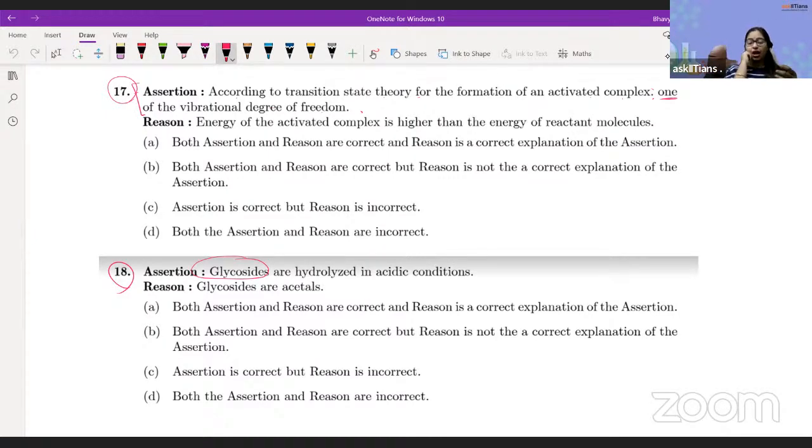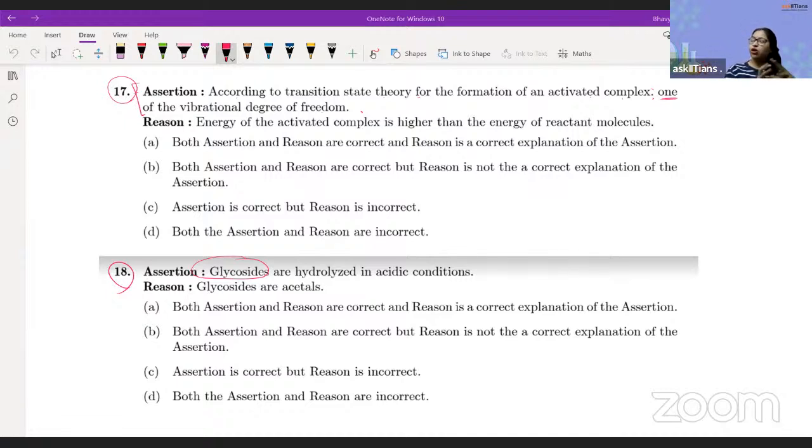So when you talk about the carbohydrate bond, what is the scenario here? When we talk about the glycosidic linkage, it is like an ether bond, right? The two carbons are connected by an oxygen. So it's like an ether bond. So they are hydrolyzed in acidic conditions. When you provide an acidic condition, what will happen? This bond will break. So yes, it can be hydrolyzed. And they are saying the reason being that the glycosides are acetals.